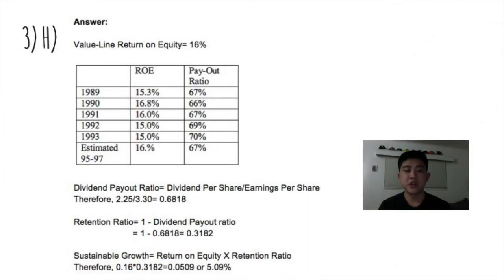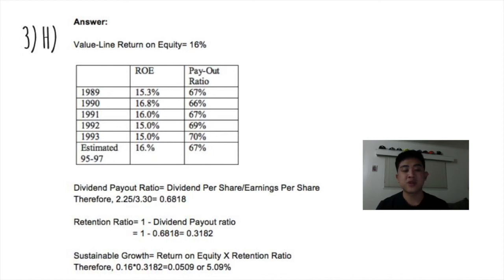Question 3H. The return on equity is already given as 16%, as you can see from the slides. Then we have to determine the dividend payout ratio to begin this. So dividend payout ratio is dividend per share over earnings per share. And that gives us an answer of 0.6818. And next we look for the retention ratio. As you can see from my calculations above, the formula is 1 minus the dividend payout ratio. So that gives us an answer of 0.3182.